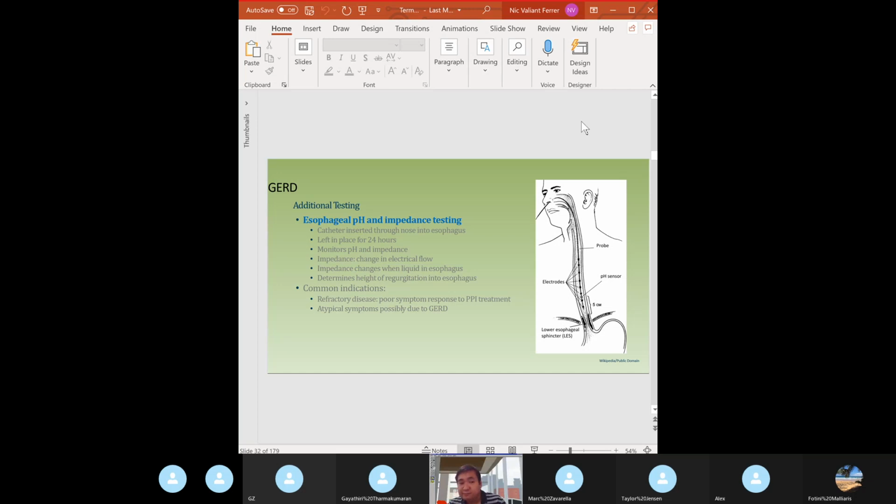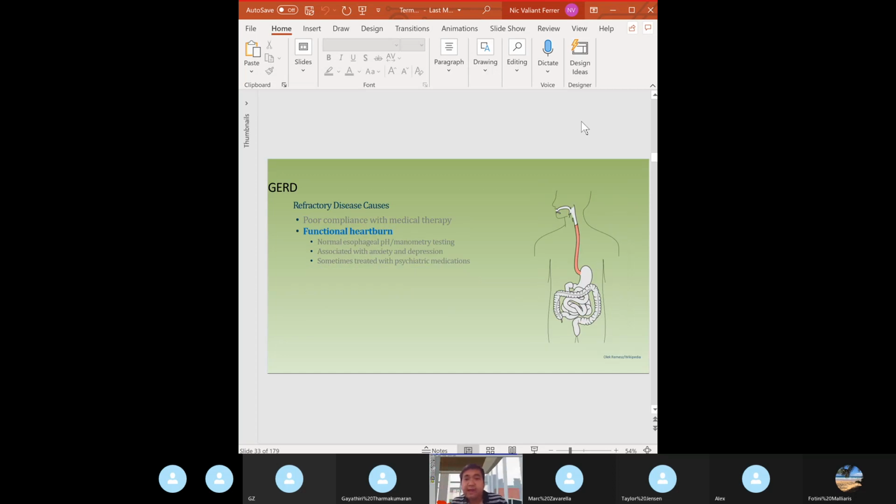Common indications for this testing is if you have refractory disease. If you're given daily PPI, right, and it still doesn't work, okay, let's titrate up the PPI to what? BID, twice a day. Still, it doesn't work. There might be something behind why it is not working, so you do esophageal pH and impedance testing. Or the patient has atypical symptoms, possibly due to GERD. Okay, so it just determines the height of regurgitation into the esophagus.